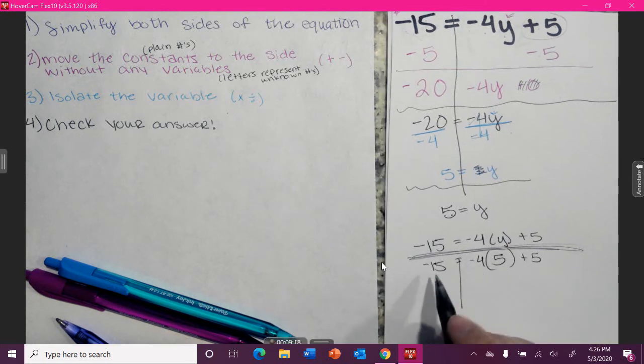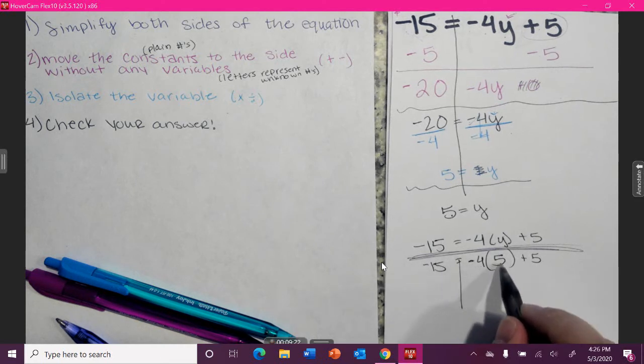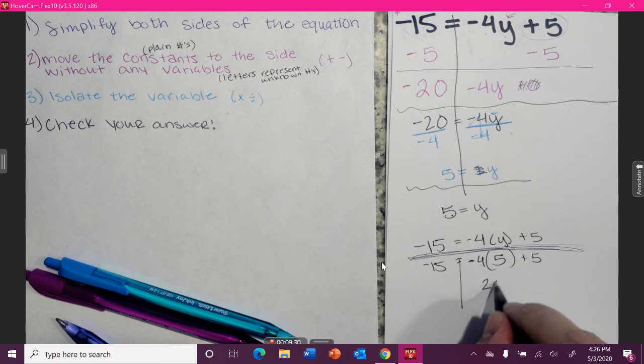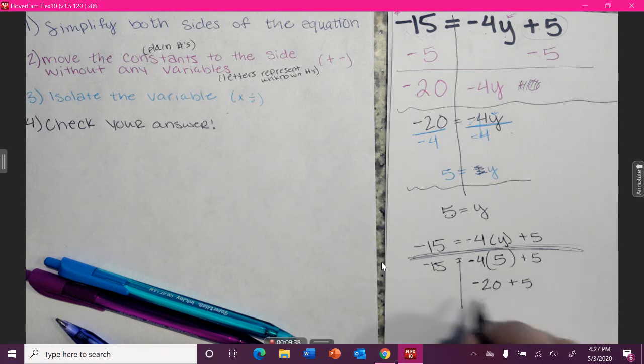On the left side, we have a negative 15. On the right side, I have negative 4 times 5 plus 5. I have to use multiplication first. Negative 4 times 5. That's 4 times 5 is 20. My signs are different, so the product sign will be negative. And I'll add that to 5. That should equal a negative 15.